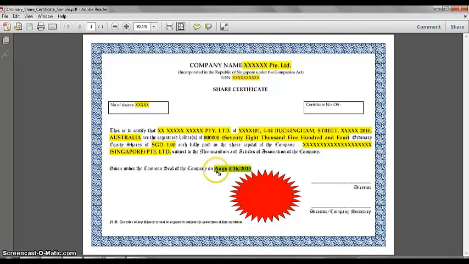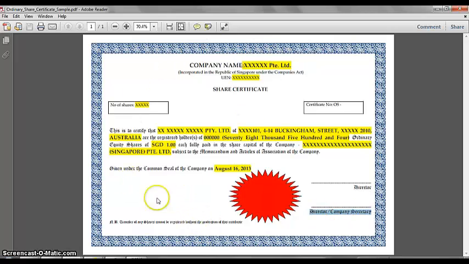When they talk about this date, there have to be the necessary resolutions in the books of the company on this date. This has to be signed by either two directors or at least one director, and the next one can be a company secretary.